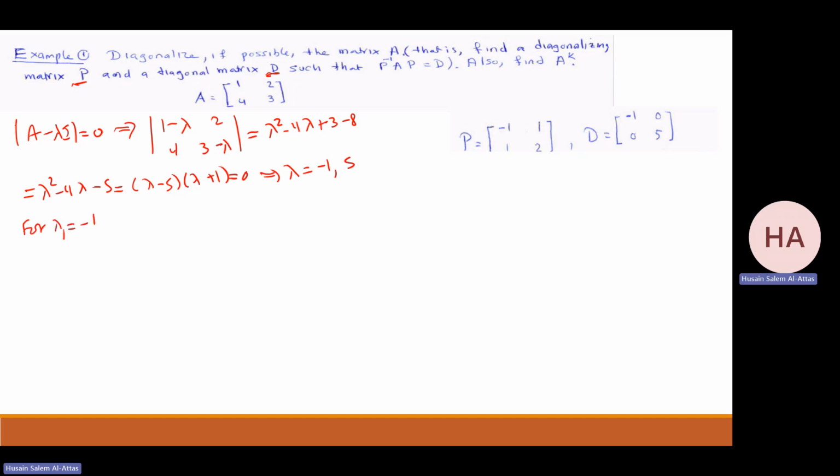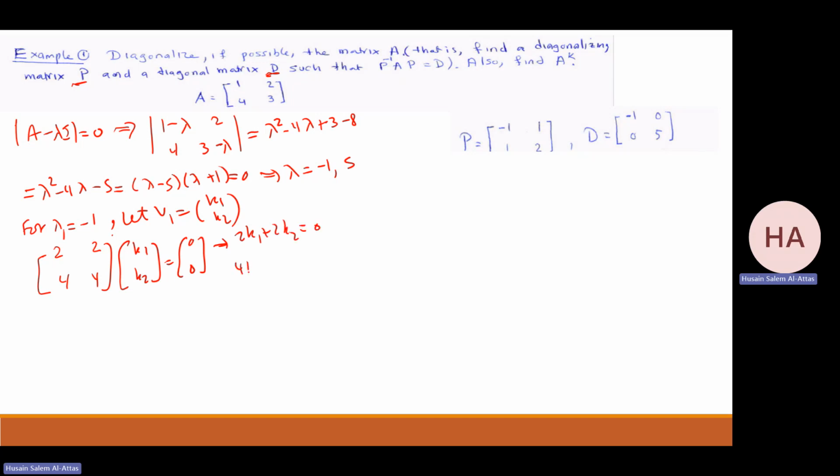So for lambda 1 equal to minus 1, I let V1 be k1 and k2. I solve the system, what will I have? 2, 2, 4, 4 times k1, k2 equals 0, 0. So you have 2k1 plus 2k2 equals 0 and 4k1 plus 4k2 equals 0. In other words, k2 equals minus k1, or k1 equals minus k2. It's the same. So my k2 is the free variable. Let k2 equal 1. k1 will be minus 1. So my V1 will be minus 1 and 1. I want it to be the same as this.